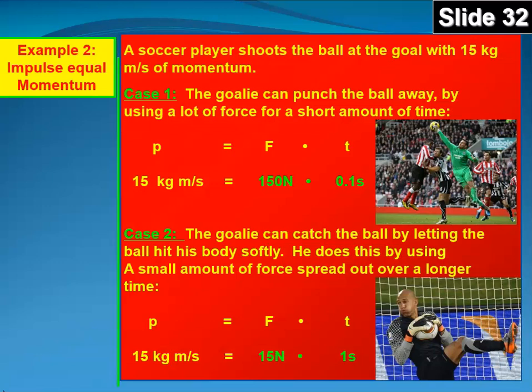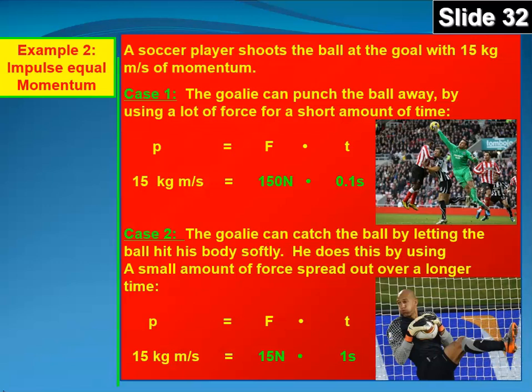And they can do that by using a lot of force for a short amount of time. Think of what a punch is. You make a fist and you hit something really hard, but your fist stays in contact with the object for only a very short amount of time. So in this case, the 15 kilogram meters per second could be a high amount of force, 150 newtons, times a very short amount of time, 1/10 of a second. Those are the numbers in green. So high force, short amount of time. That's if you wanted to punch something away. You wanted to just stop it, hit it really hard, and make it go away.